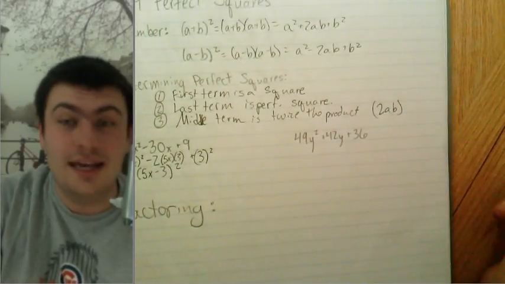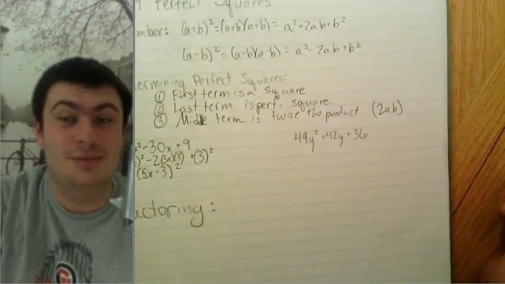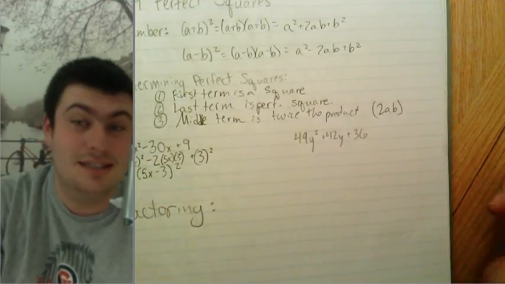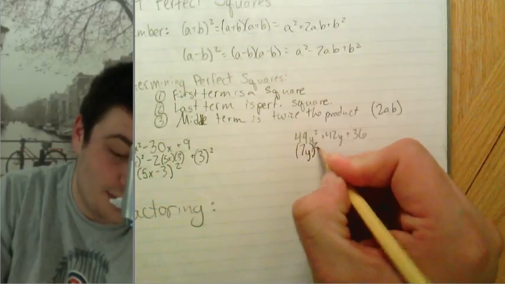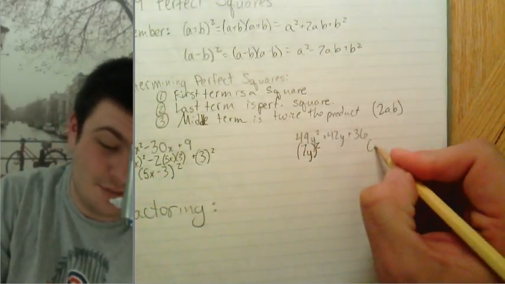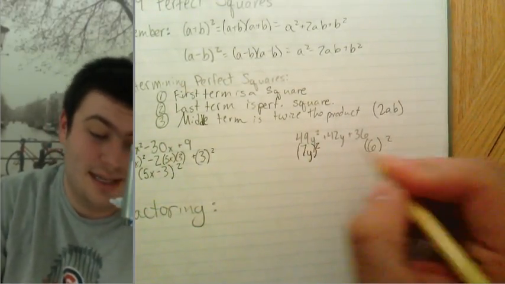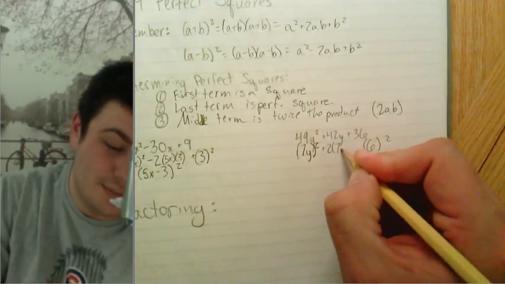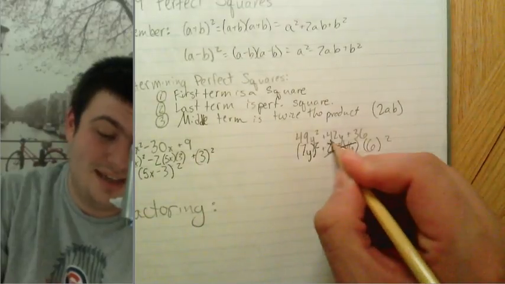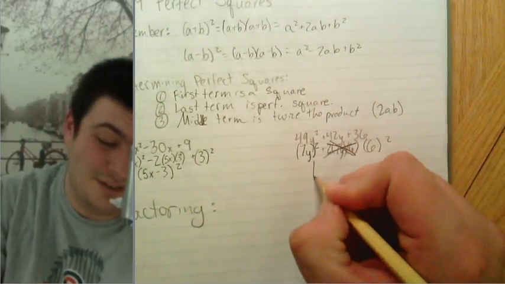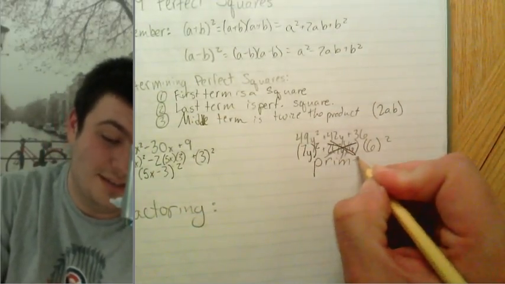Now, looking at 49y squared plus 42y plus 36. Is the first term a perfect square? Yeah, we have 7y squared. Is the last a perfect square? 6 squared, yeah. Now, is 42 2 times 7y times 6? No, that is not. So this is not a perfect square. And in fact, this doesn't even work out, and this is prime.